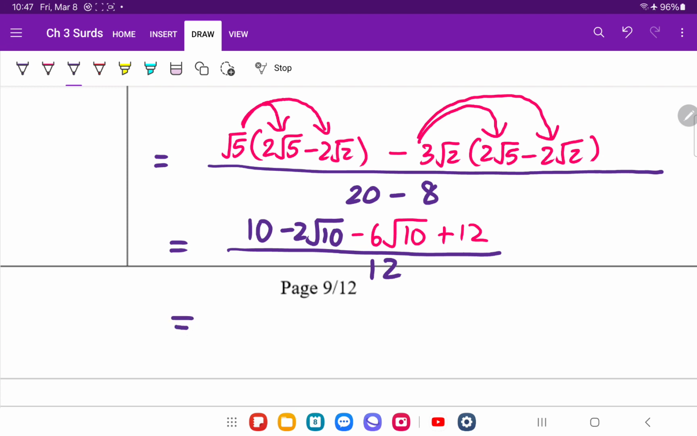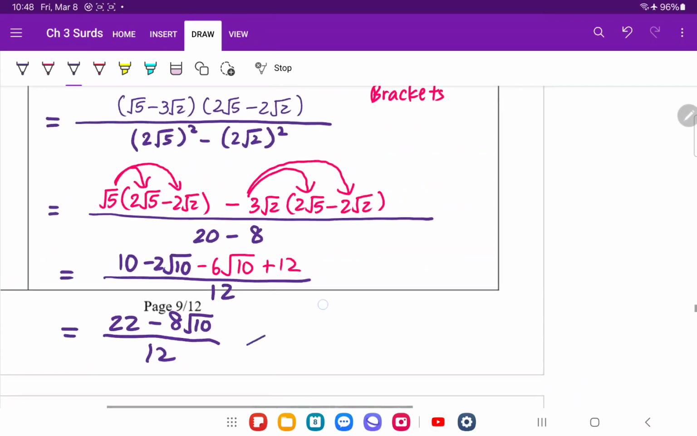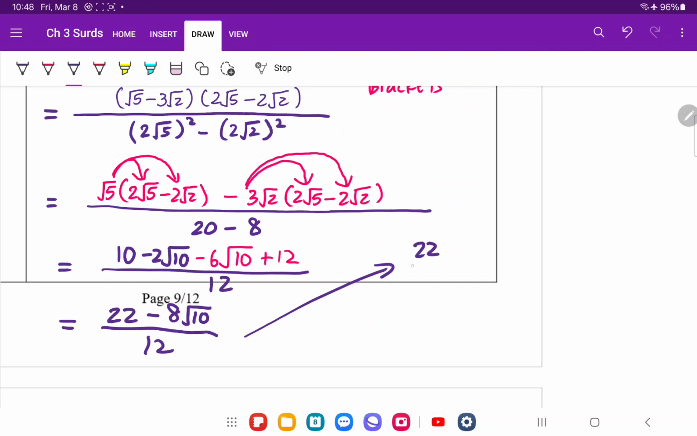We still must simplify. So now we look at the numbers. What is 10 plus 12? 22, over 12. Then what about the surds? What is negative 2 plus negative 6? Negative 8 square root 10. Don't forget the square root 10. After this, we must always split the fraction. So if I split the fraction, it becomes 22 over 12 minus 8 over 12 square root 10.